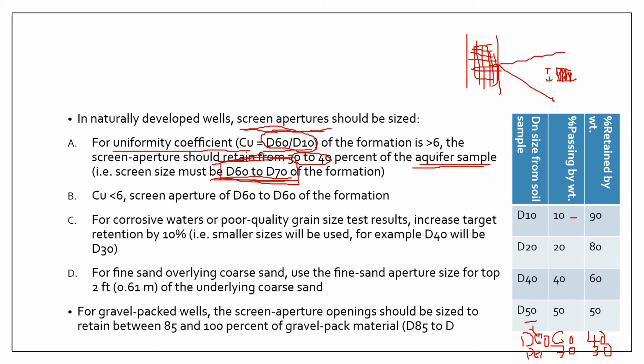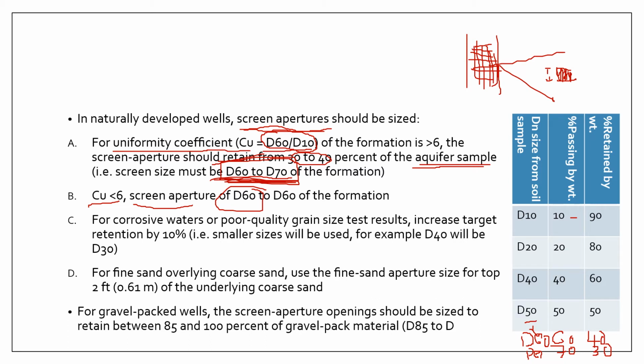And this size is just determined from your grain size analysis. All right, so I won't be discussing how this is obtained. I believe this is discussed in your soil mechanics class. But these numbers are just obtained from your grain size analysis, from your grain size curves. Now, for uniformity coefficient of less than 6, typically the requirement is that the screen size should be able to retain around 40% of your formation. So that is around the D60.